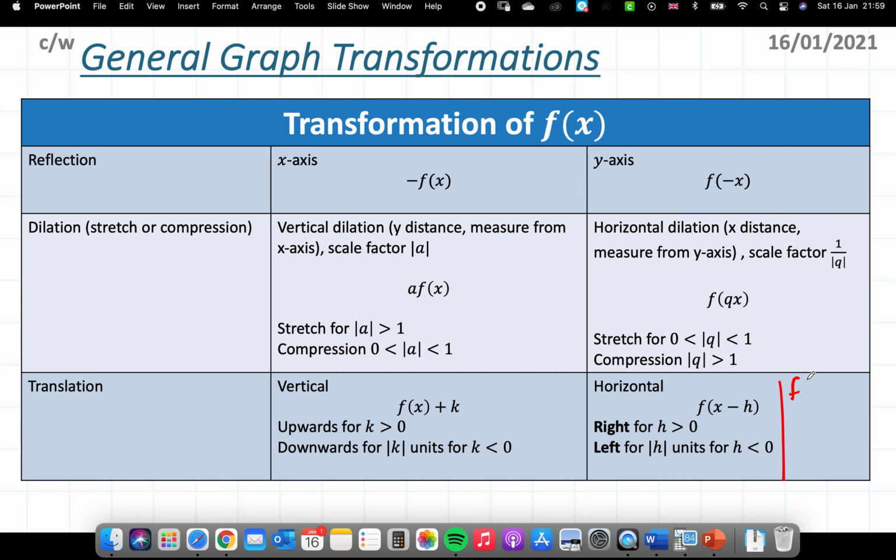So again, f of x plus 3 and f of x minus 3. This 3 in f of x minus 3 is actually a positive h, so it will move to the right. And f of x plus 3 is actually a -3, and it's going to move to the left. So it's only the horizontal translation you have to be careful about.